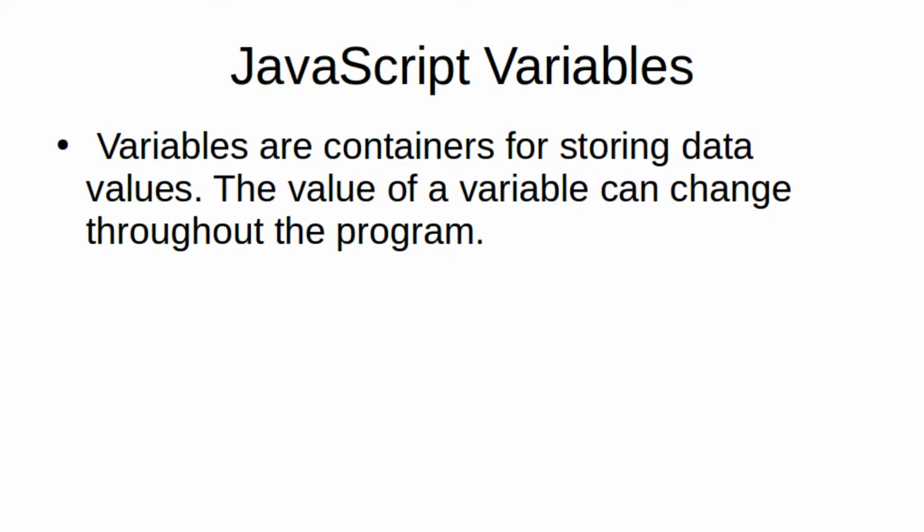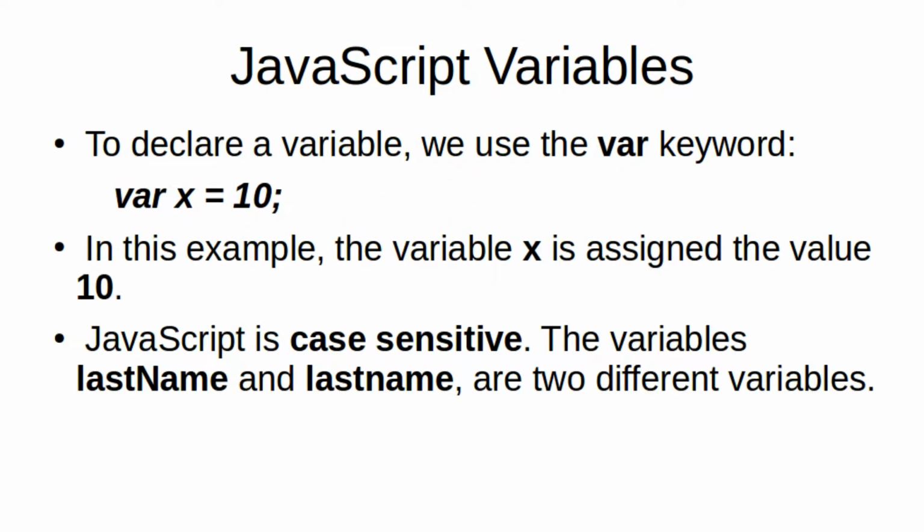Let's begin. Okay, what are JavaScript variables? Variables are containers for storing data values. The value of a variable can change throughout the program. To declare a variable, we use the var keyword. In this example, the variable x is assigned the value 10.